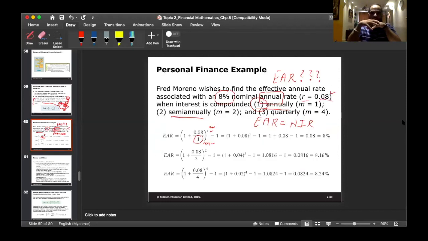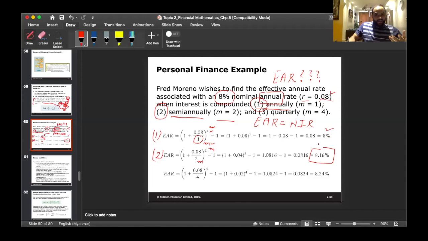Have a look at the second. This is 1, which is annually. Second is semi-annually. Semi-annually means M is 2. So M is 2 here, and the exponent is also 2, right? Rate is 8%. So if you solve it, you can see your EAR is now higher than 8%, because in the first question it was annual, now semi-annual, which means compounding 2 times. That's why your interest rate is increased. You receive interest over interest, right?